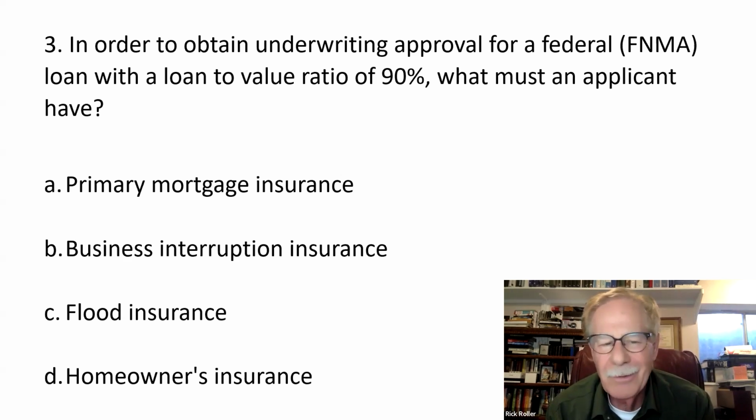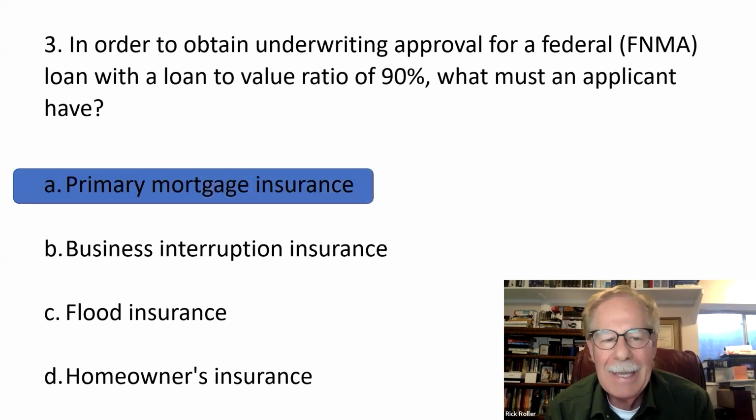Business interruption insurance, flood insurance, homeowners insurance. Yeah, but that has nothing to do with underwriting approval for a federal Fannie Mae loan with a loan to value ratio of 90%. Okay, what we're really talking about here is primary mortgage insurance is the correct answer, and that is A.